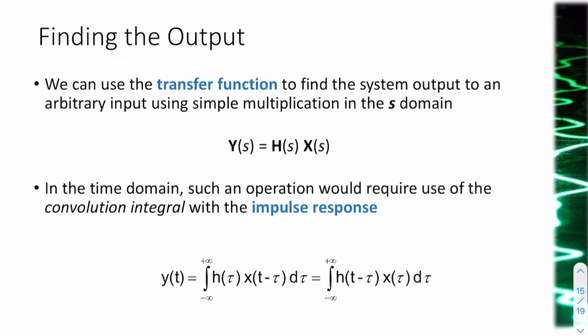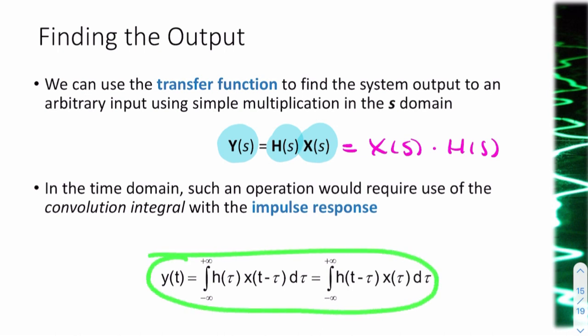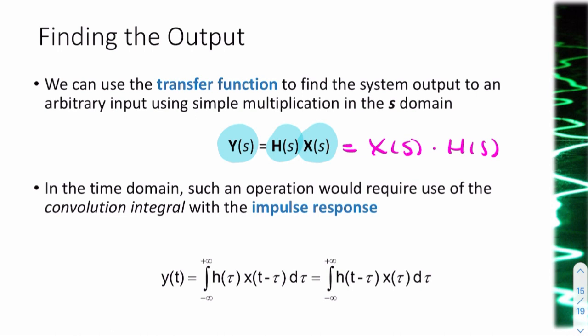So, how do we actually find the output? So we said we can multiply the transfer function by the input, and it doesn't matter which way around you do it. You could say x of s times h of s, or the other way around. Either way is okay. As I said, you can't simply do the multiplication in the time domain. You would need to carry out a convolution. And while it doesn't matter which way round you put x and h, this is still a convolution.